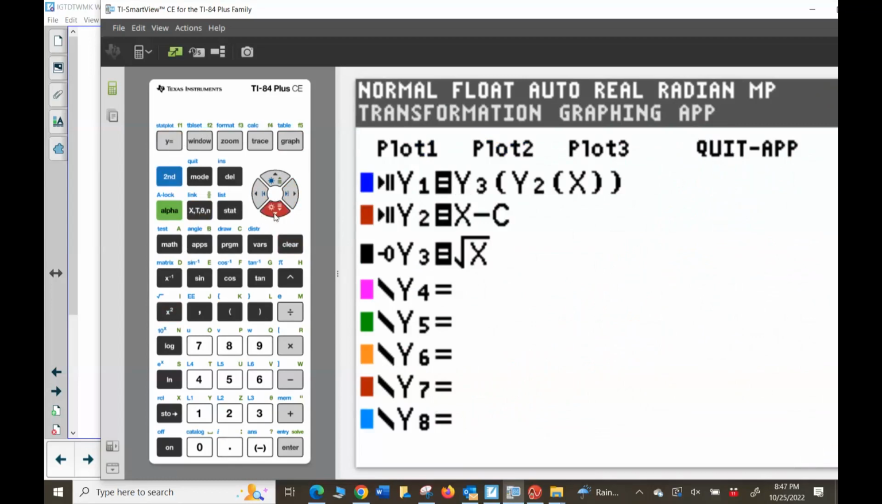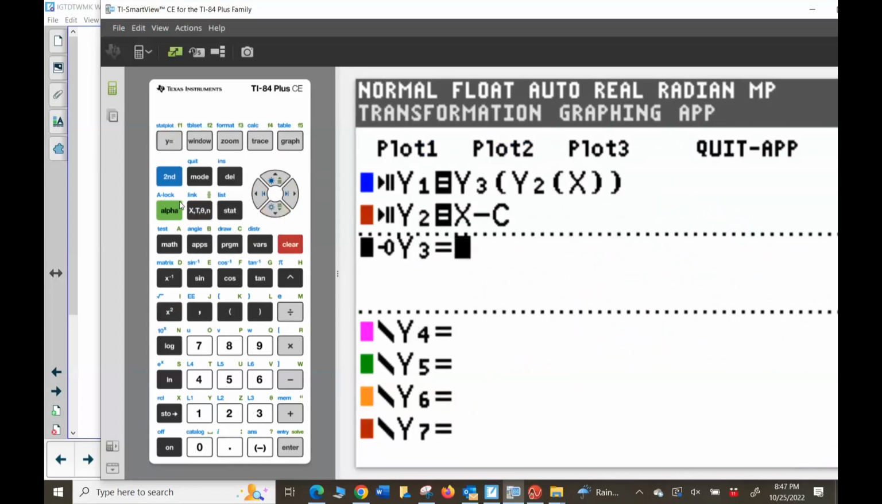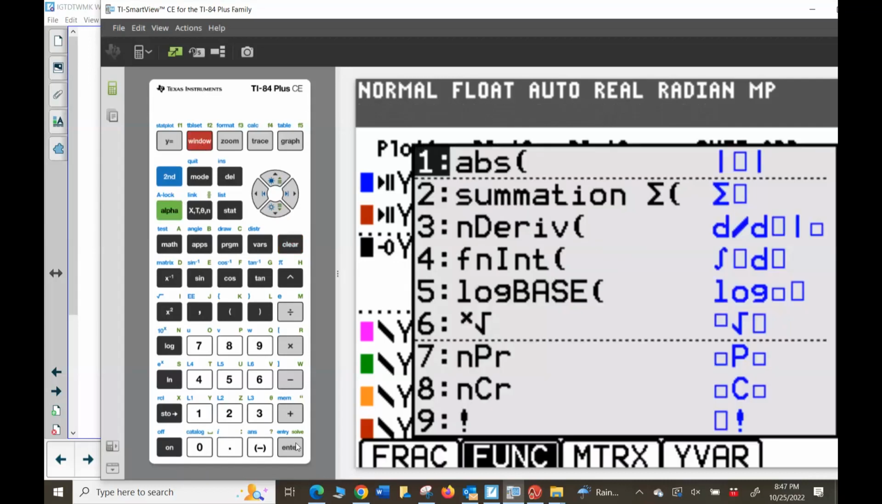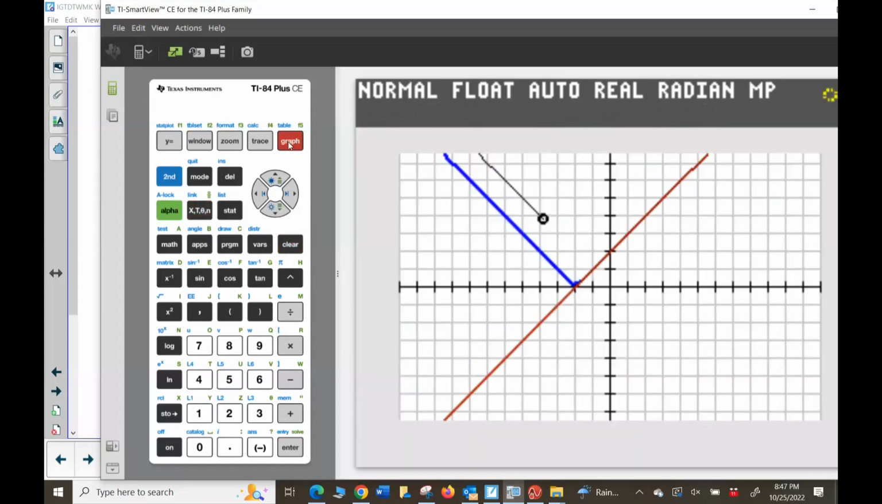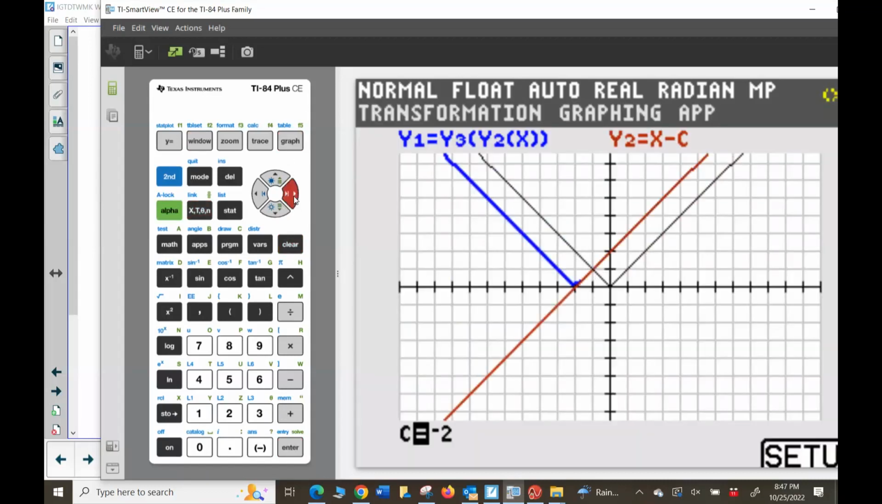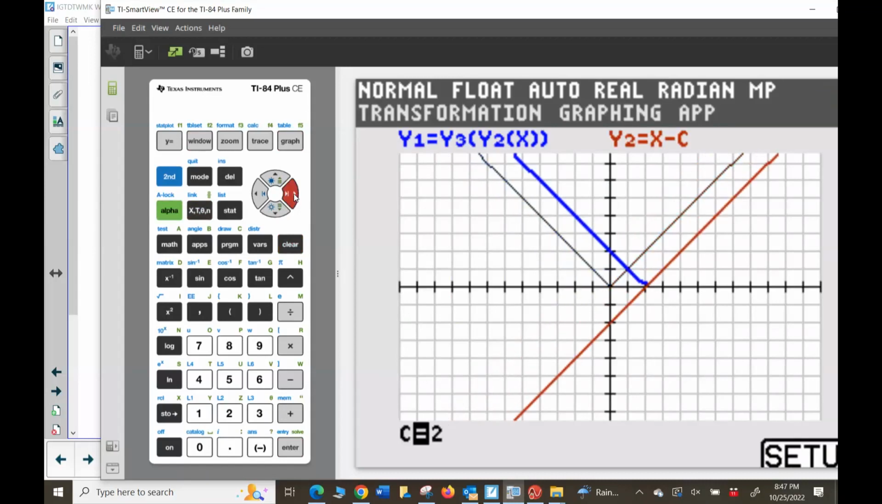I can now make it, let's say, absolute value of x. And that's the beauty of this, is that we wrote it more generic, okay? And so now you can go ahead and see the absolute value and see how it shifts left and shifts right, and then up and down if you go in the other direction.